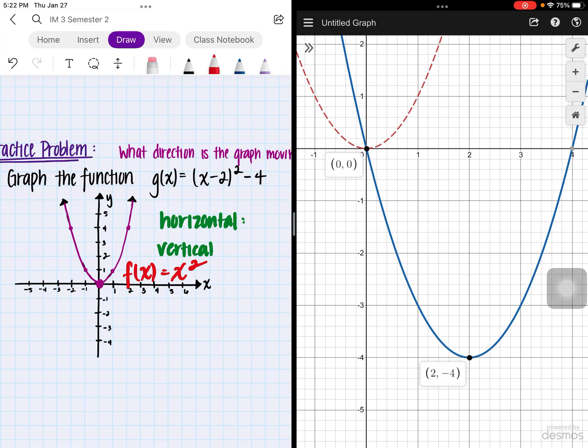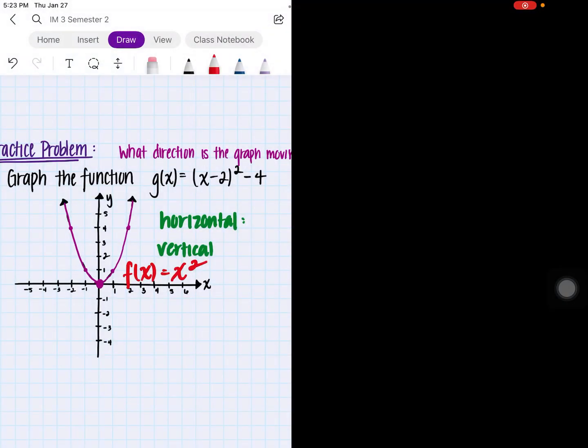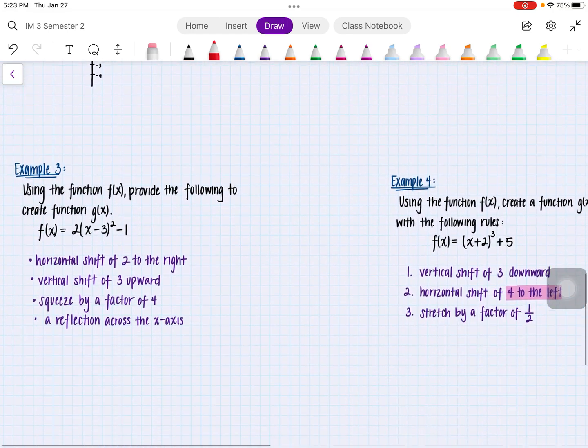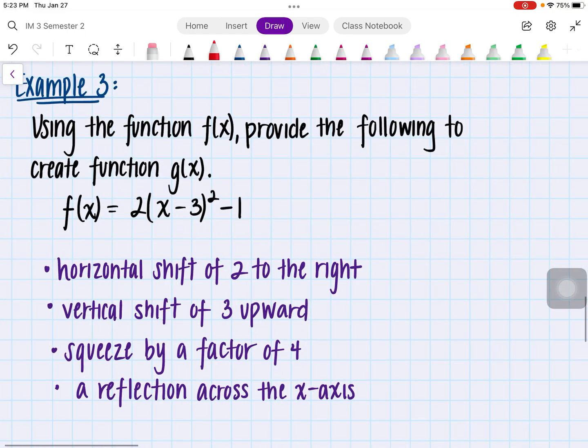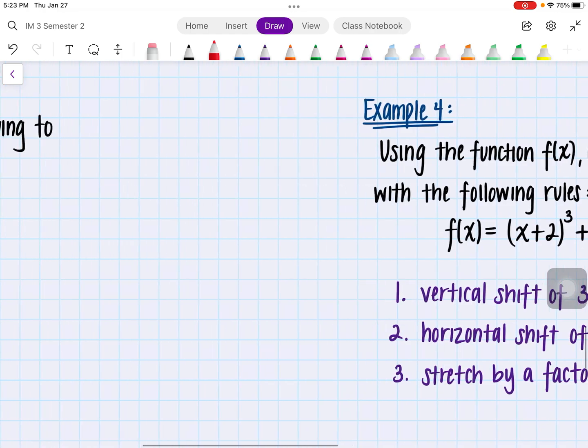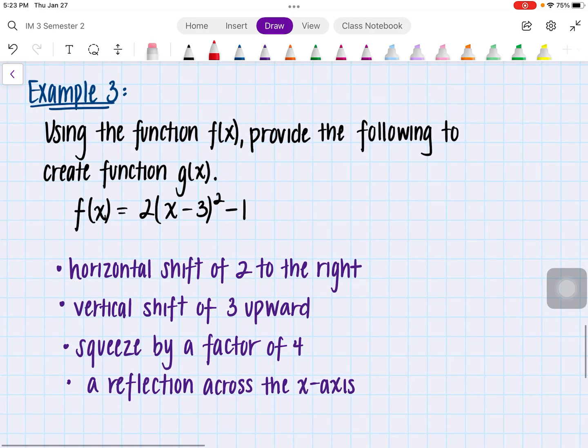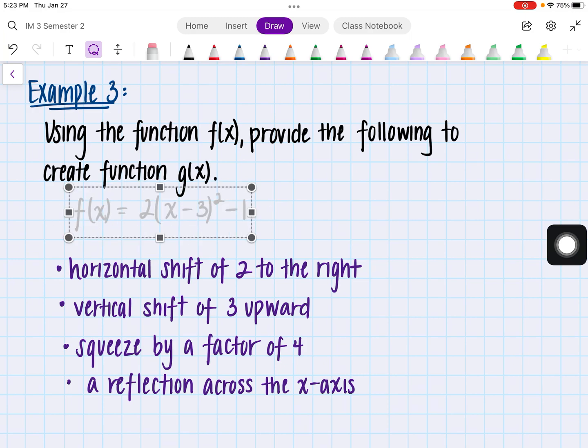So let's take a look at our next example. For the next example, guys, I'm just going to go over example 3. Example 4 is the exact same thing. In example 3, they want us to use the function f of x to create g of x. In order to create g of x, we have to use these transformations. So we have f of x equals 2 times (x minus 3) squared minus 1. First off, I just want to do some labeling here.